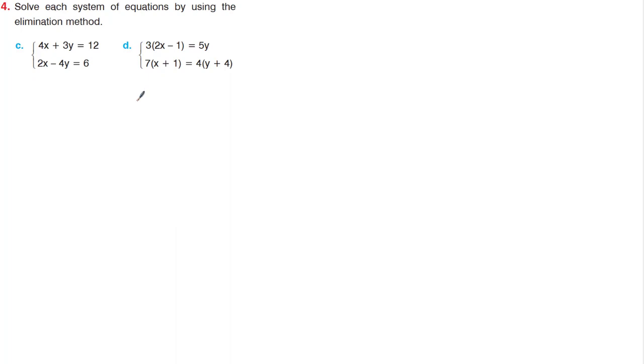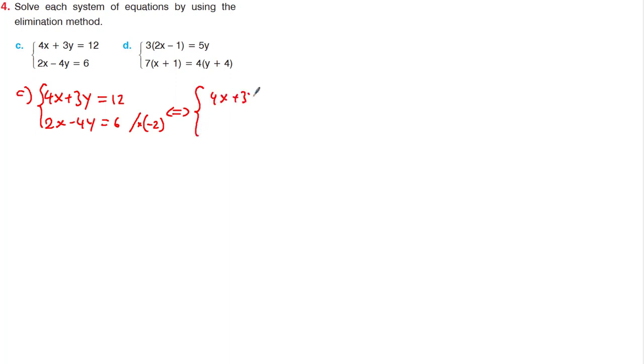Solve each system using the elimination method, just like previous. Under C, we have 4x plus 3y equals to 12, and 2x minus 4y equals to 6. So in order to get opposite terms here, it would be enough to just multiply both sides of the second equation by negative 2. So what do we get?